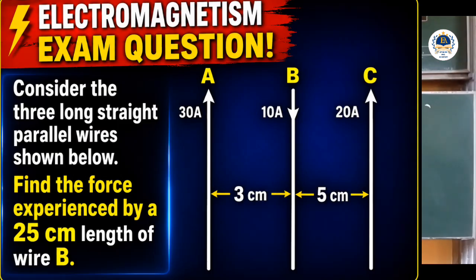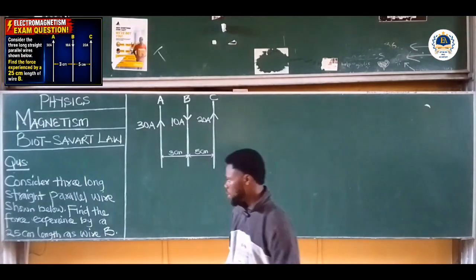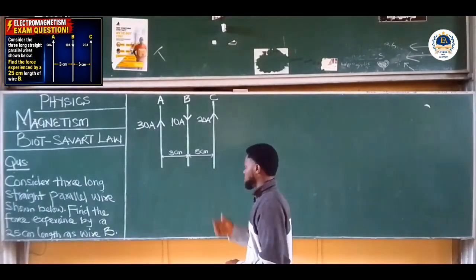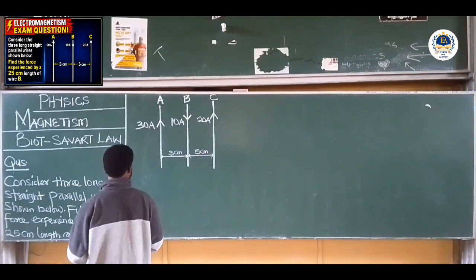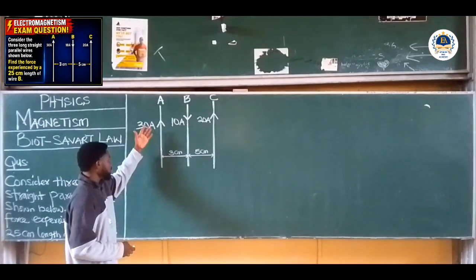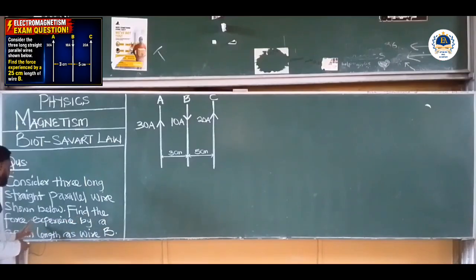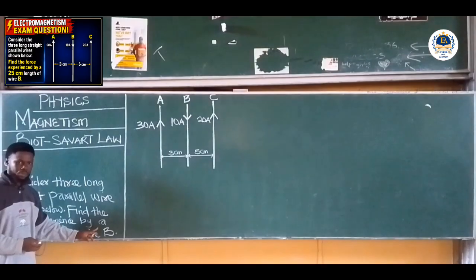The question is: consider three long straight parallel wires shown below. Find the force experienced by a 25 centimeters length of wire B, and the diagram is given on the board. Before you attempt this question, let us examine the diagram. On this diagram, there are three parallel wires, A, B, and C. The question says, find the force experienced by a 25 centimeters length of wire B.